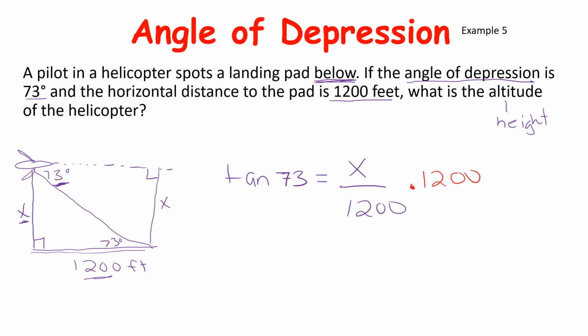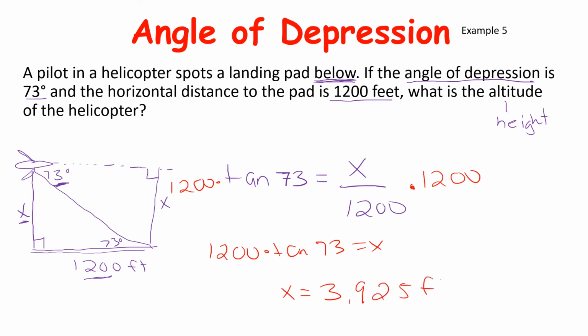Solving it, multiplying both sides by 1,200. 1,200 times tangent of 73. If you put that in your calculator, you should get x is equal to 3,925. No point. 3,925 feet. So that is the altitude of the helicopter.